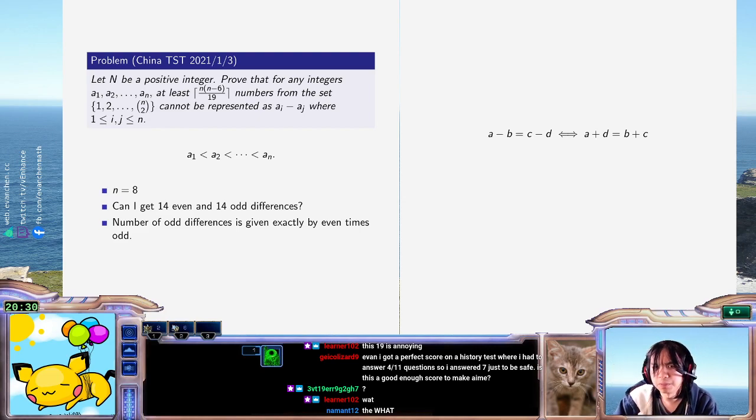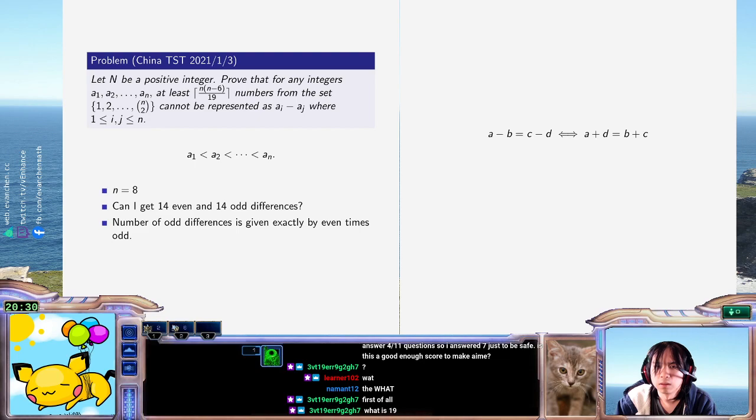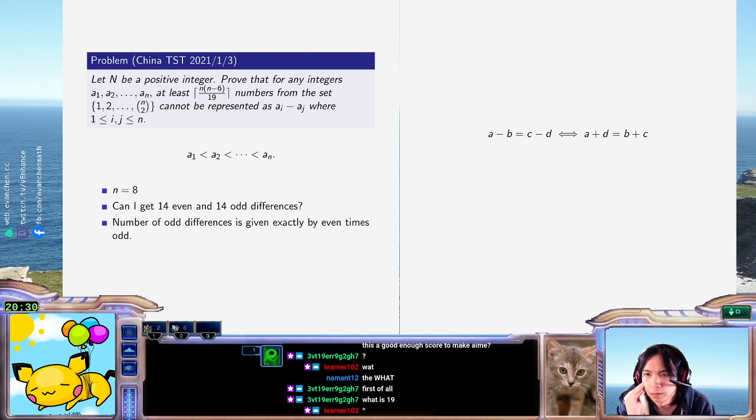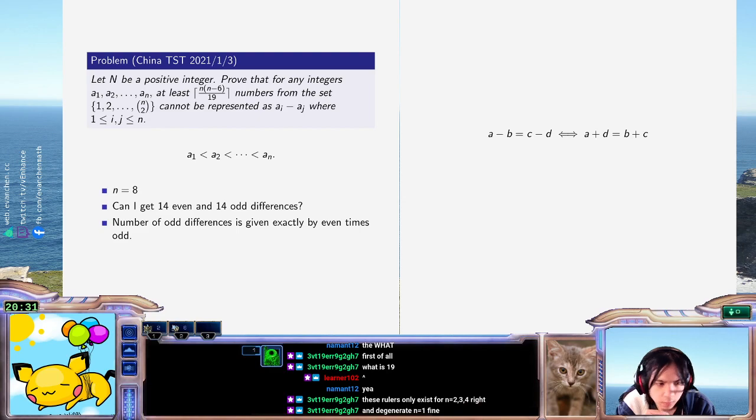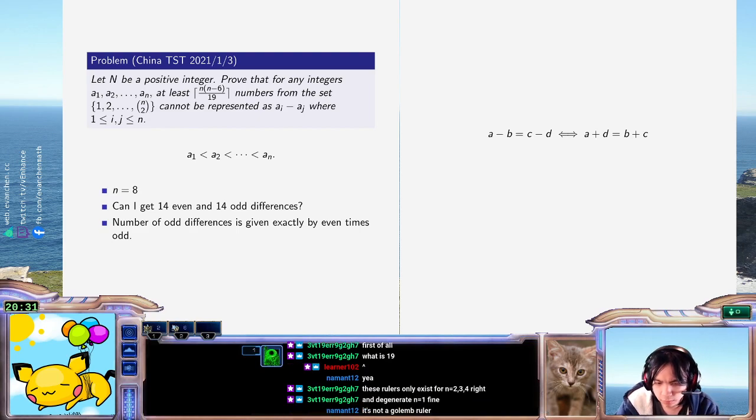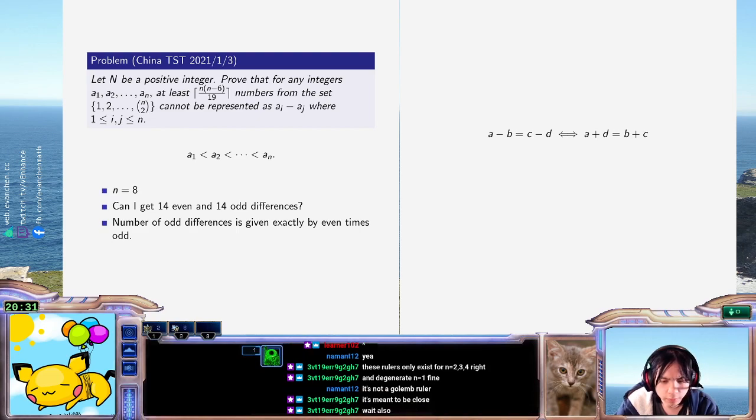Also, I remember something. Perfect Golomb rulers. Yeah, degenerate was one. Meant to be close.